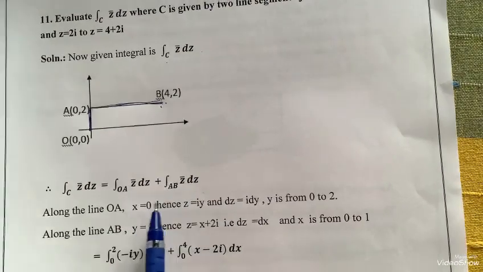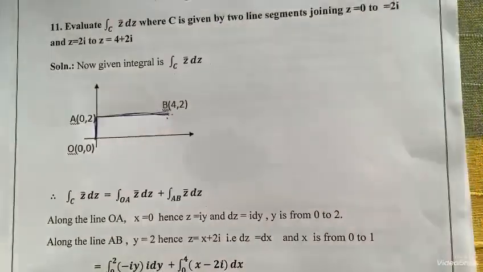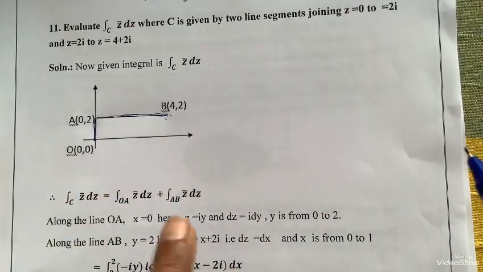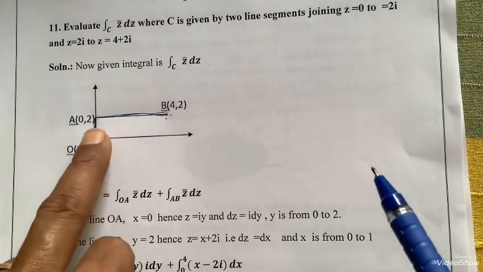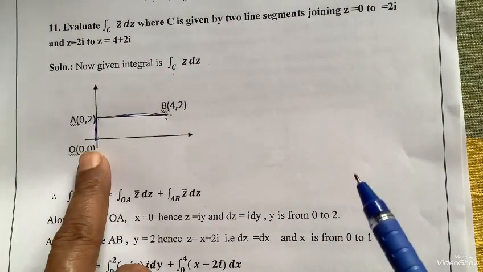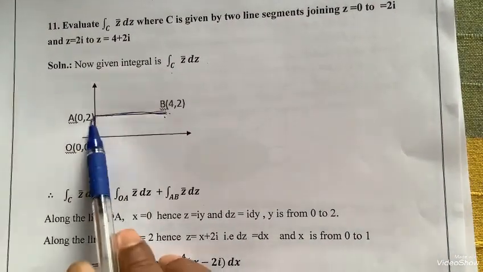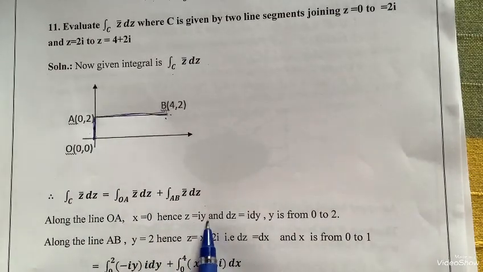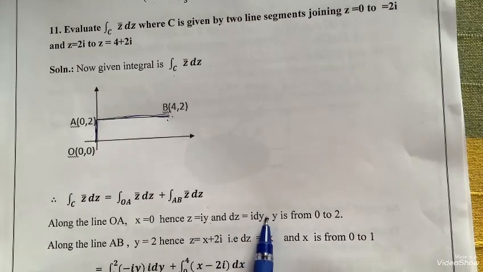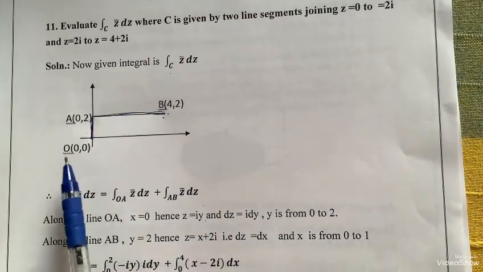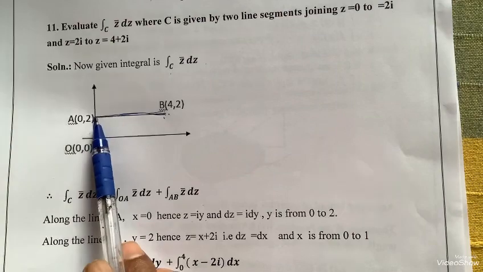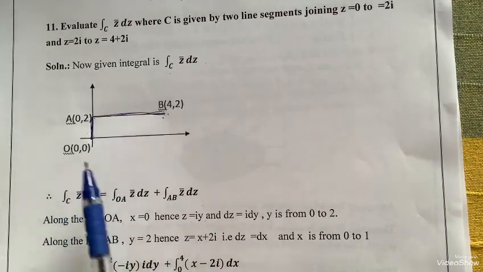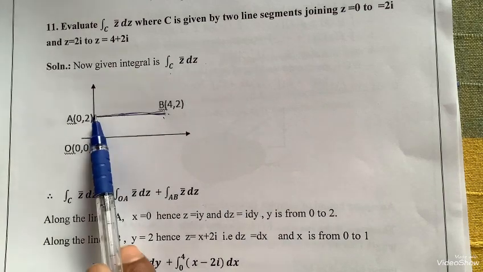Then OA is what? OA is the line from x equal to 0, hence it is along the y axis. Along the y axis, x is 0. So z becomes x plus iy, which is just iy, and dz is i dy here. And y is from 0 to 2. The y coordinate varies from 0 to 2, but the x coordinate is 0 itself.